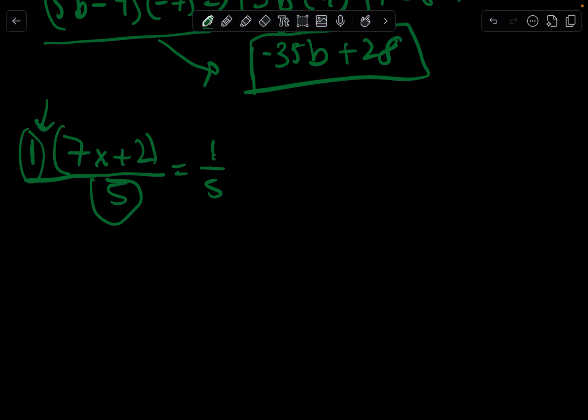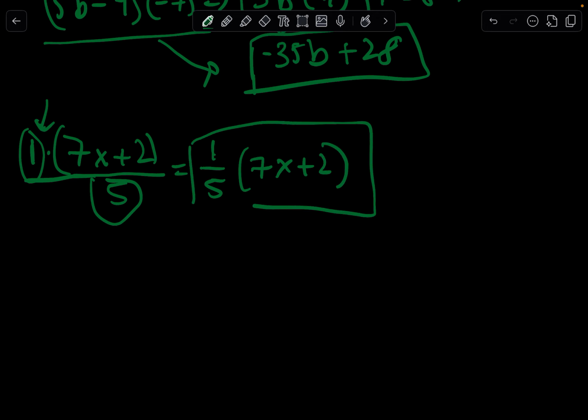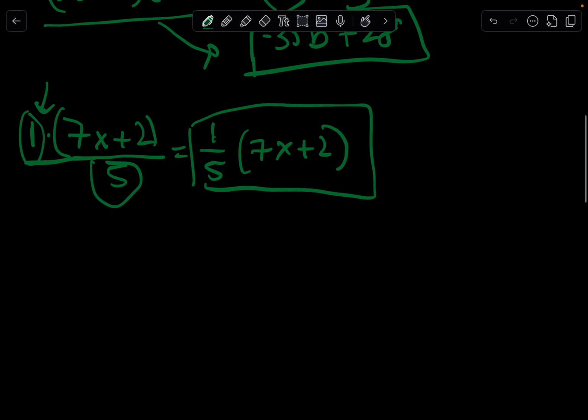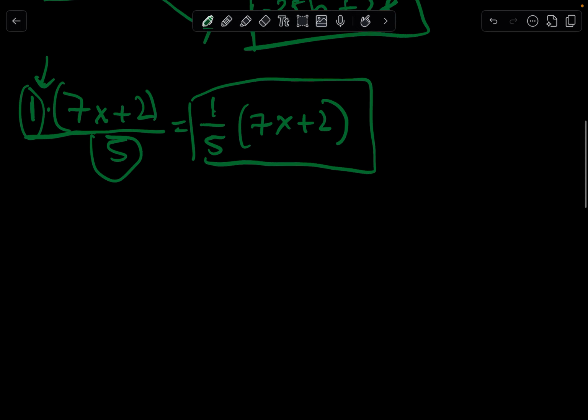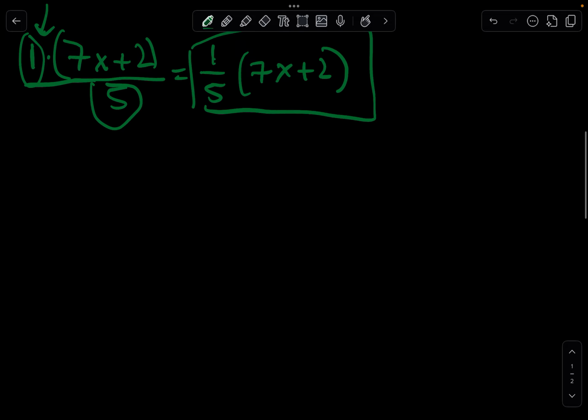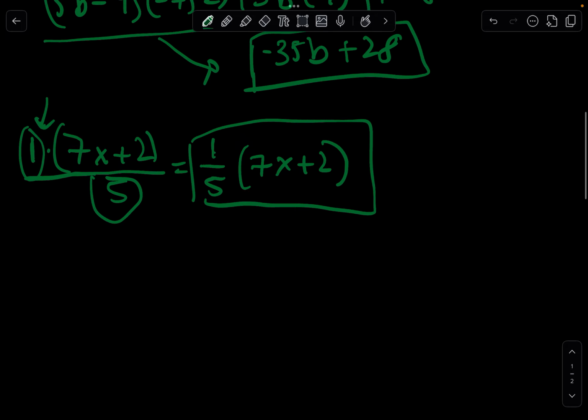Because if we put a 1 here, it doesn't change the number. And we can say, so this is 1/5 right here. That's how we got this. And then we multiply that by 7x plus 2. So this right here is another form of writing this. Okay.